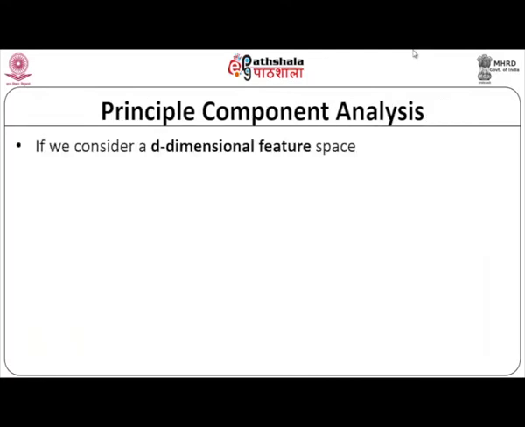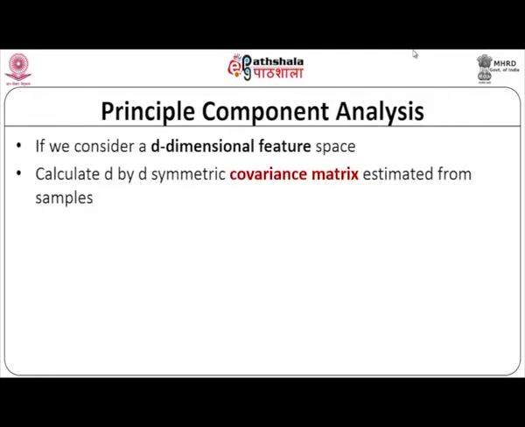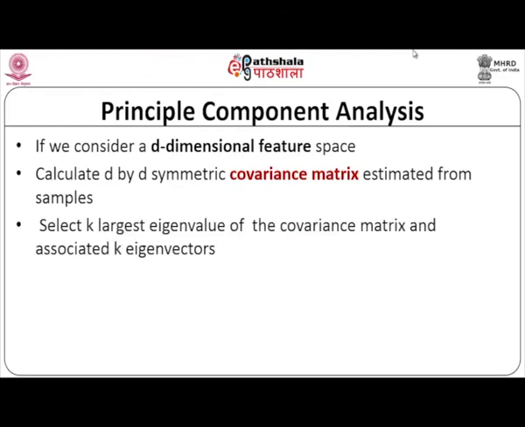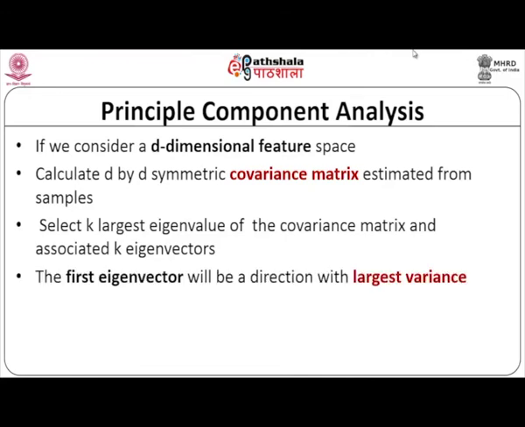Now, when we consider a d-dimensional space, we can calculate the d by d symmetric covariance matrix estimated from the samples and select the k largest eigenvalues of the covariance matrix and the associated k eigenvectors. So, this is what we have to do. The first eigenvector will be the direction with the largest variance. So, you calculate the k ones and then try to find the one with the largest variance.